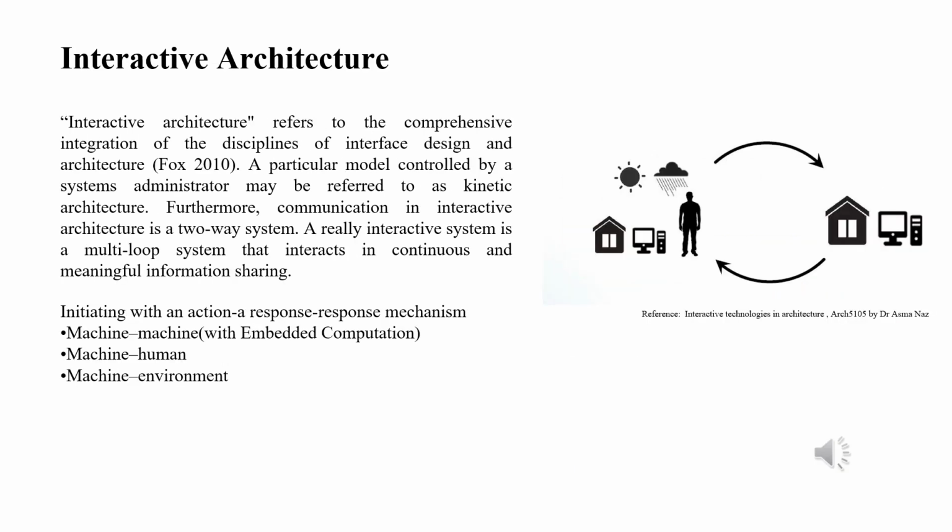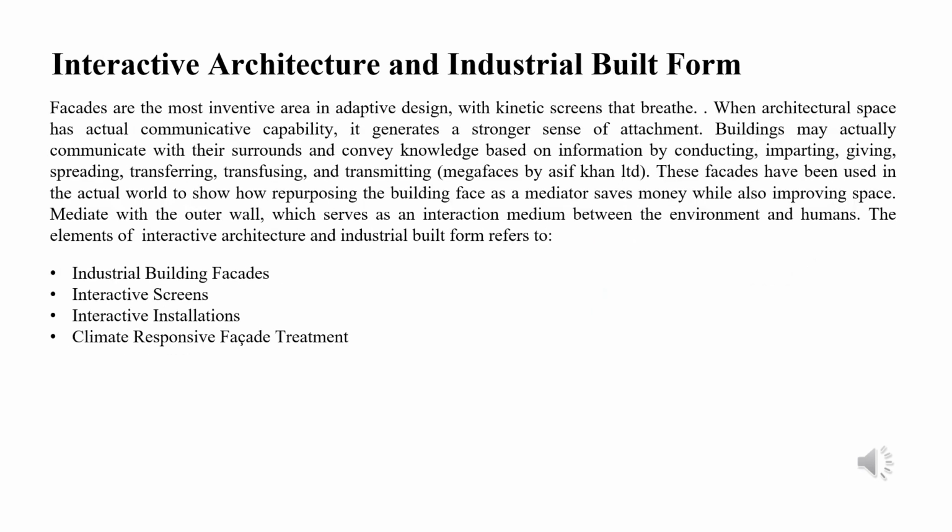Now, in the field of architecture, interactive architecture refers to the comprehensive integration of the discipline of interface design and architecture. A particular model controlled by a system of administrator may be referred to as a kinetic architecture, and this interaction happens in three ways: machine to machine with embedded computation, machine to human, and last, machine to environment. In the industrial built form, different kinds of interactive architecture solutions can be used.